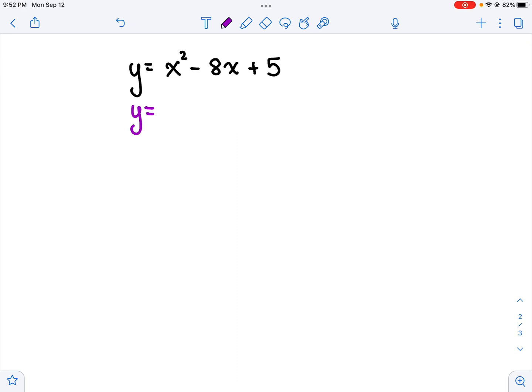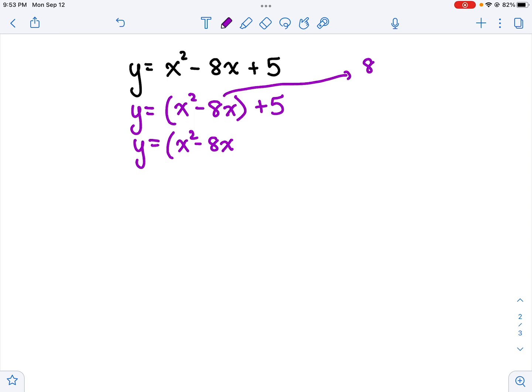Okay, step 1. The a value is just 1, so to factor it out is pretty easy. I'm already done. Step 2, I'm going to create a perfect square trinomial in the brackets. So x squared minus 8x. To make my perfect square, I take my 8, divided by 2, and square it. So 8 divided by 2 is 4, and 4 squared is 16. So I have to add 16 and subtract 16.